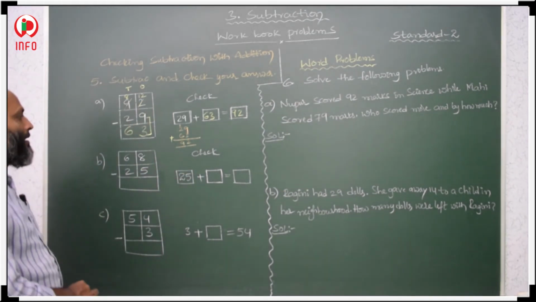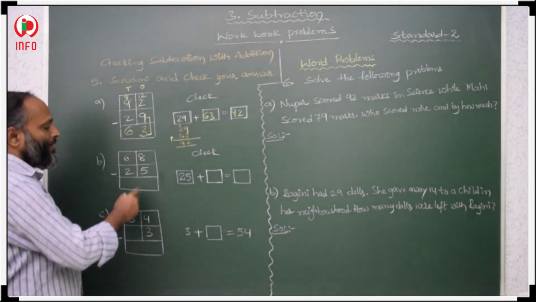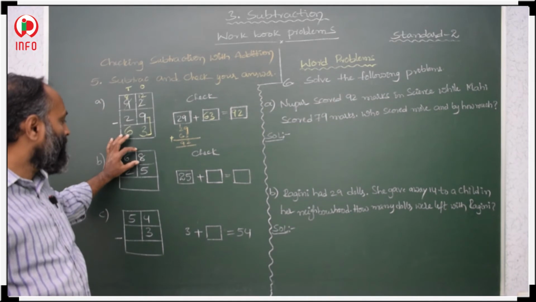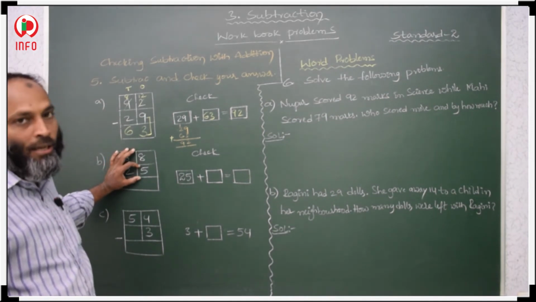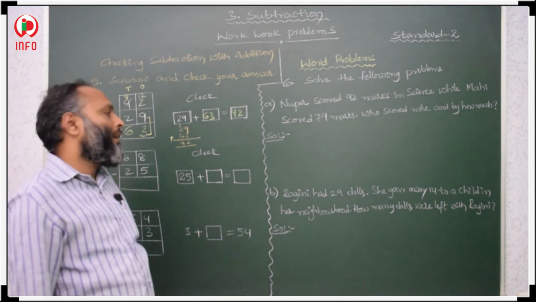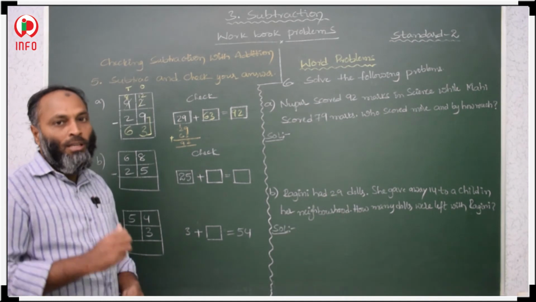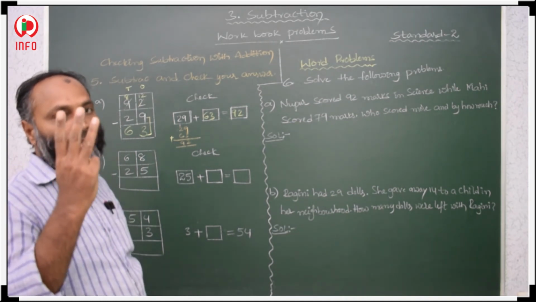Then, like this we have to check. Now, 8 minus 5. This minuend is bigger than this subtrahend. No need to take any regrouping. Regrouping is not needed here. 8 minus 5: count from 5 to 8. 6, 7, 8. The answer is 3.